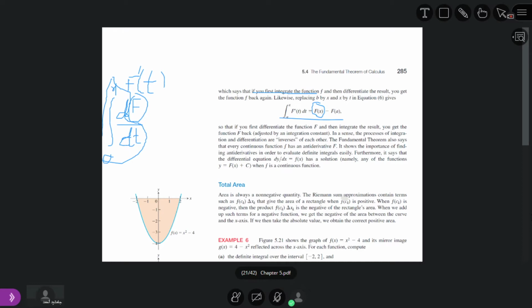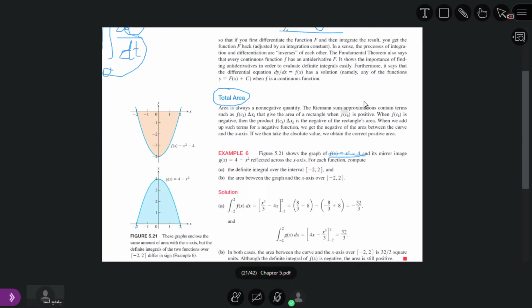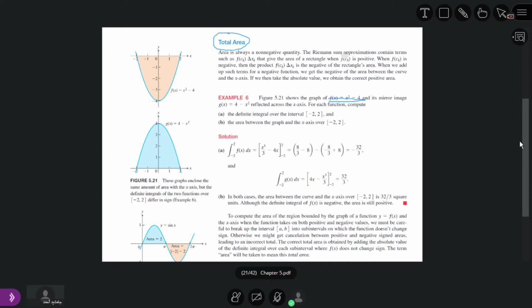Now we move to the area, the total area. Basically we are given a function. Suppose we have the following function: f of x is equal to x square minus 4. We are given a function and we are given some interval.